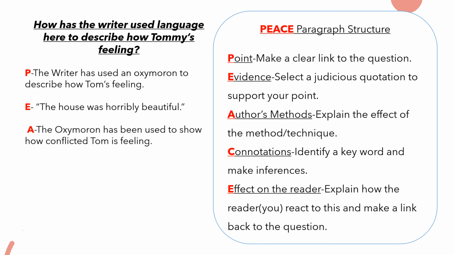Next is the author's methods. The oxymoron has been used to show how conflicted Tom is feeling. If we remember from our previous tasks, when we were matching up the techniques to the key definitions, we know that an oxymoron is when you have a contrast between two words. So you can see there that it does show that Tom is feeling conflicted.